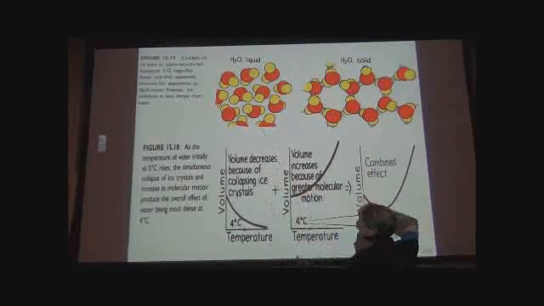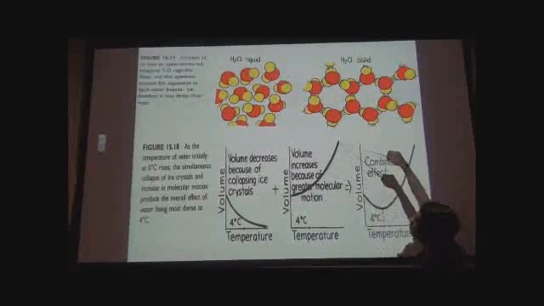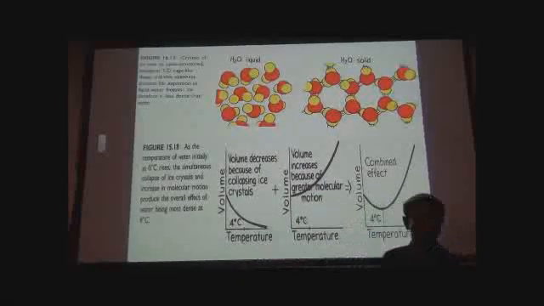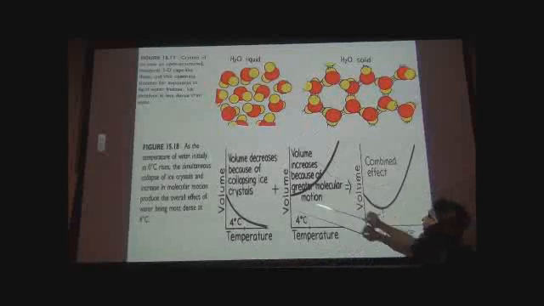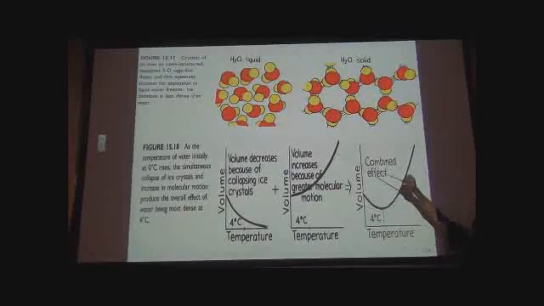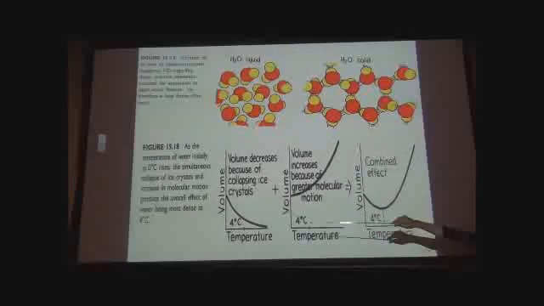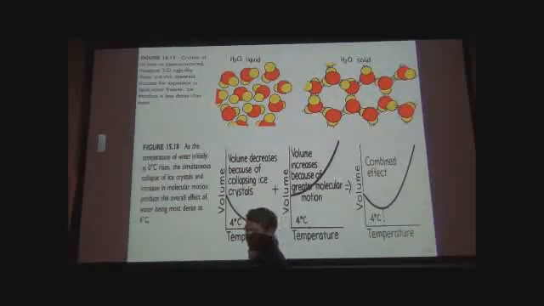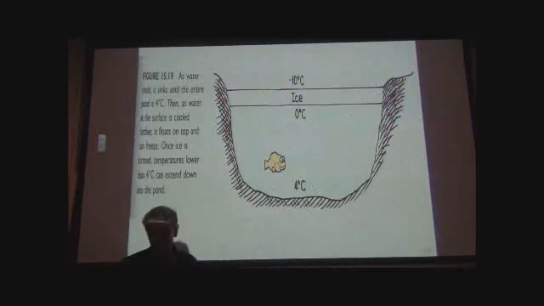Then after you start heating it up past this point, you can see that the volume is increasing, where these molecules start oscillating enough, they move apart. So that part would be this part of the curve as you start heating it up past that point. So you add the two of these curves together and you get this U-shaped curve. Now this U-shaped curve is critical for the survival of life on Earth.